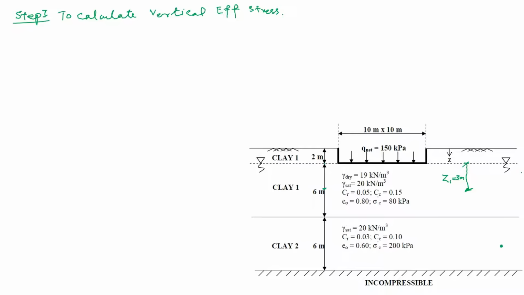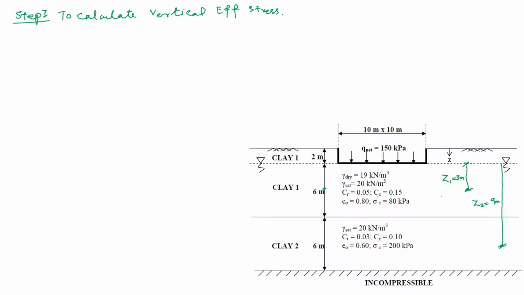And what will be Z2? You can see here that this distance in vertical direction will be 6 meter. This whole first layer is 6 meter, and next this is 3 meter. So Z2 will be equal to 9 meters, 6 plus 3, 9 meter.